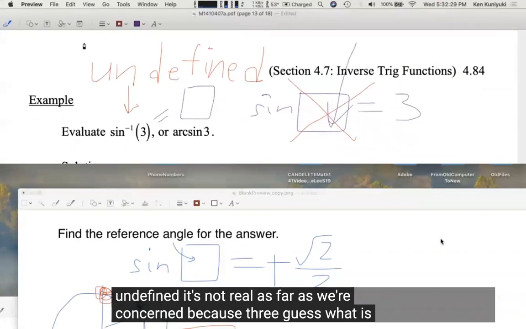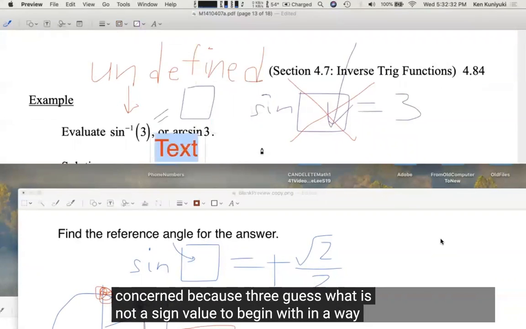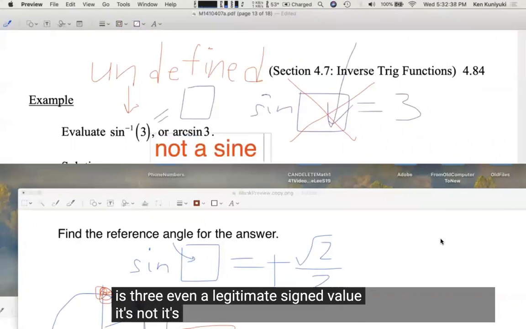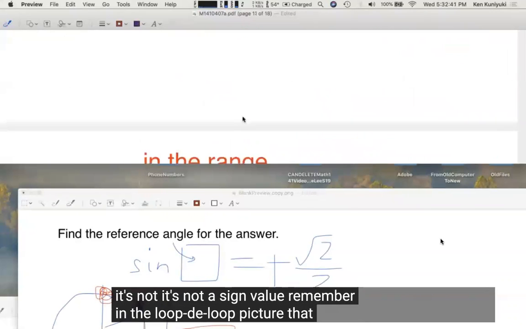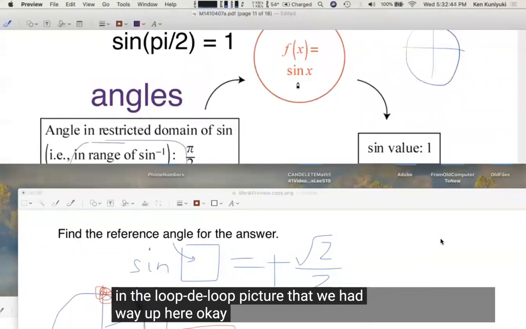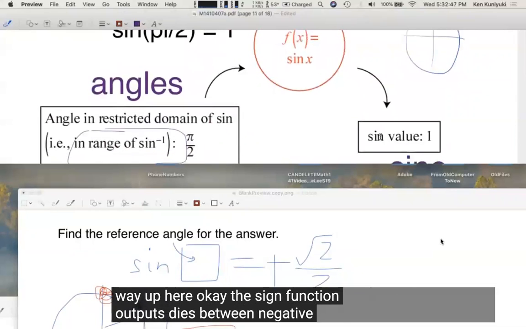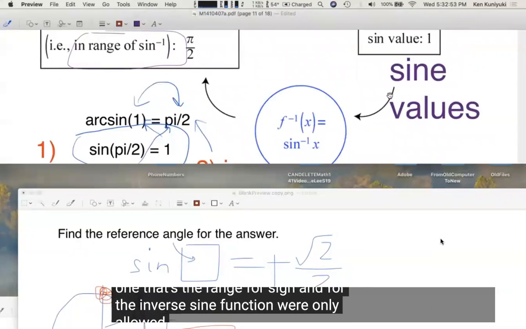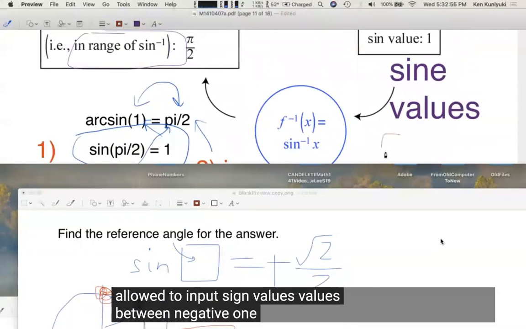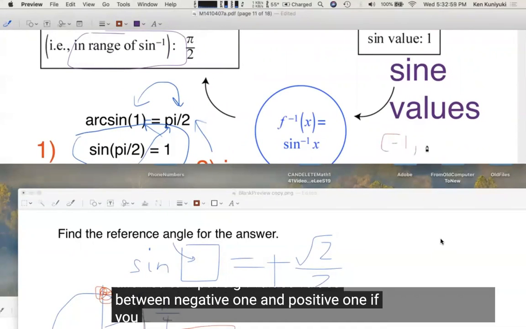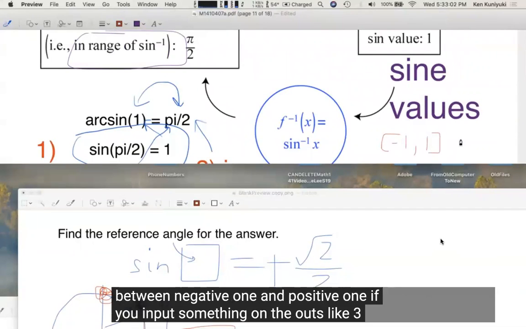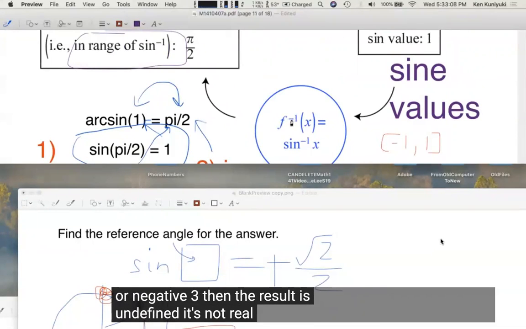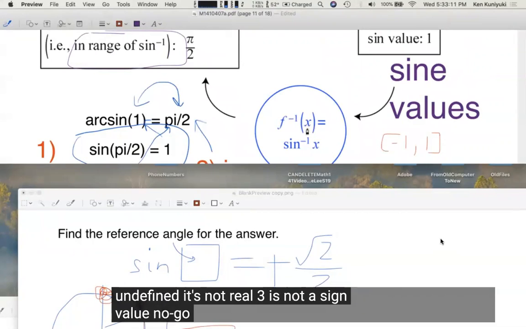Because 3, guess what, is not a sine value to begin with. In a way, that's the very first step. Ask yourself, is 3 even a legitimate sine value? It's not. Remember in the loop-to-loop picture that we had way up here, the sine function outputs values between -1 and 1. That's the range for sine. And for the inverse sine function, we're only allowed to input sine values, values between -1 and +1. If you input something on the outs, like 3 or -3, then the result is undefined. It's not real. 3 is not a sine value. No go.